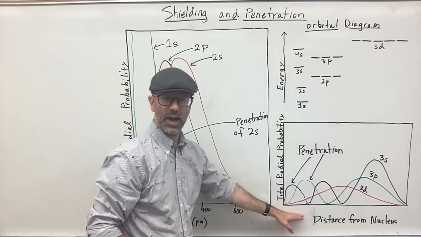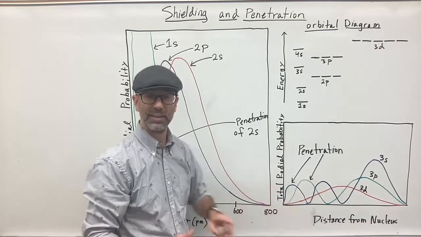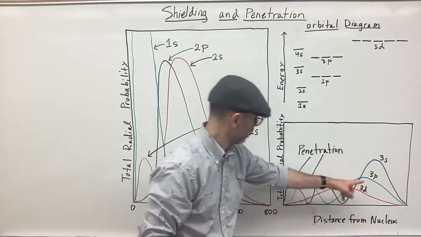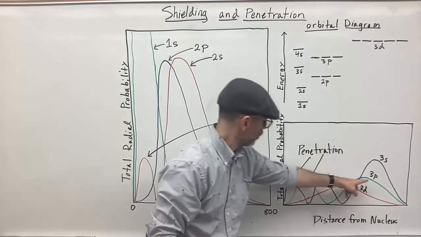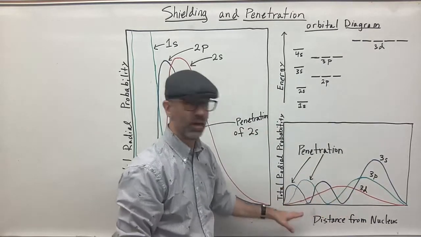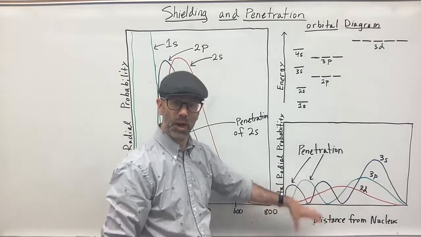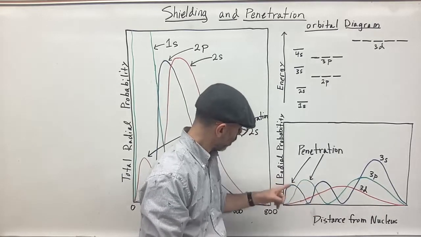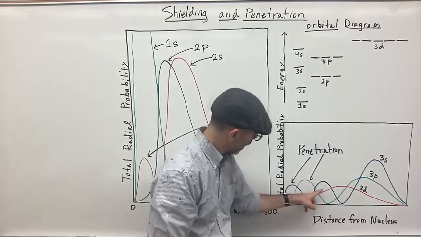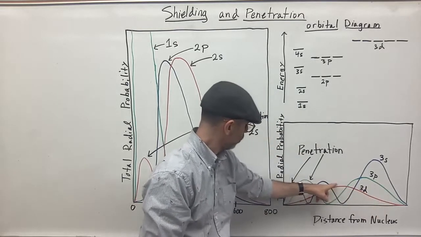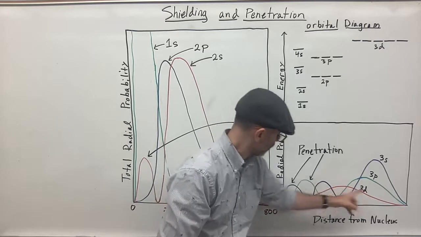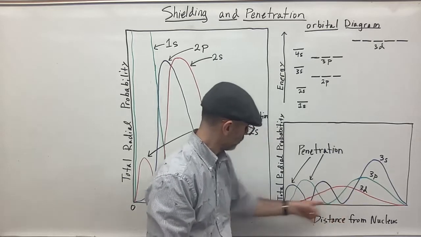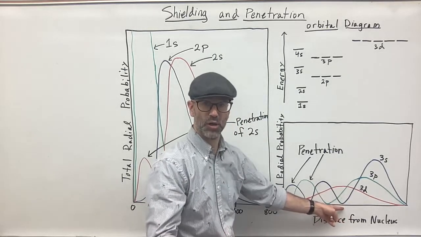And so in this diagram, you can see the same thing. So here we're looking at the 3s, the 3p, and the 3d. So you'll see that the 3s orbital is here, 3p, and the 3d. These are the total radial probability diagrams for each of these orbitals. And again, you could see that for the 3d, you've got in red the total radial probability distribution here. So the peak of the 3d lies here. So it's farther from the nucleus. So again, this is going to be higher energy because it's farther from the nucleus.